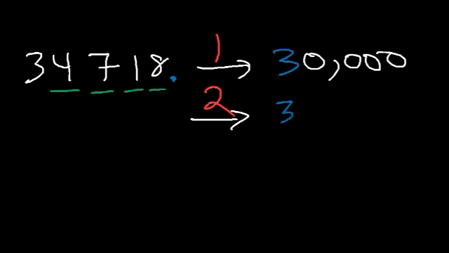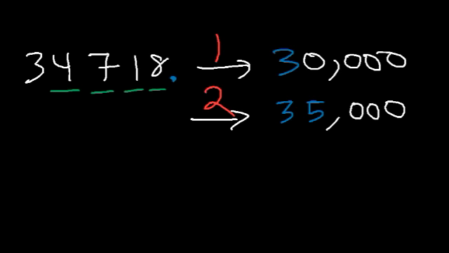So we need to keep the 3. Now the second number, which is going to be the second sig fig, we need to decide if we're going to round it down to 4 or round it up to 5. So we look at this number. The 7 is greater than 5, so we need to round it up. So we're going to round it up to 35,000. Now that we have our two sig figs, everything else is going to be a 0.